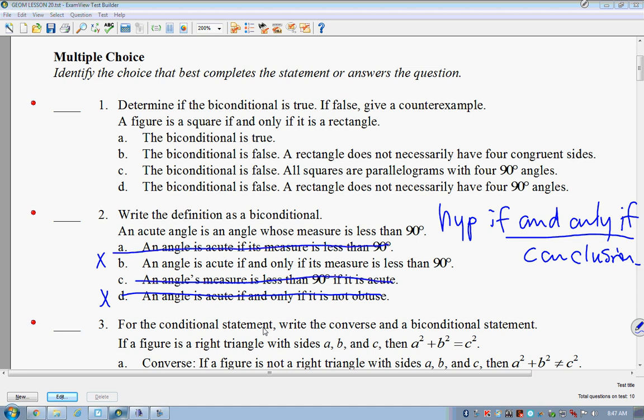But if we had a test that didn't have multiple choices, we would still need to be able to figure this out. So an angle is acute. Notice that this is my hypothesis, right? An angle is acute if and only if its measure is less than 90 degrees. Measure is less than 90 degrees is my conclusion, so it goes there with if and only if in the middle. You've got to be able to identify a biconditional statement and know how to put it together.